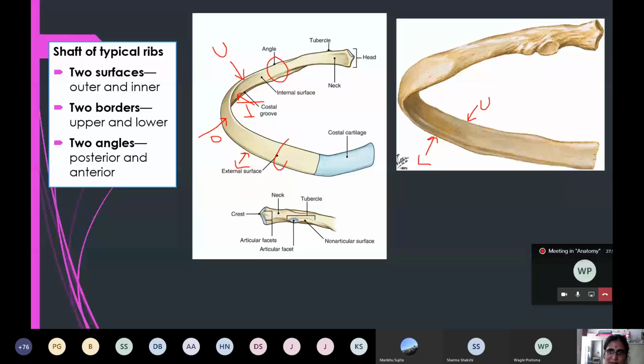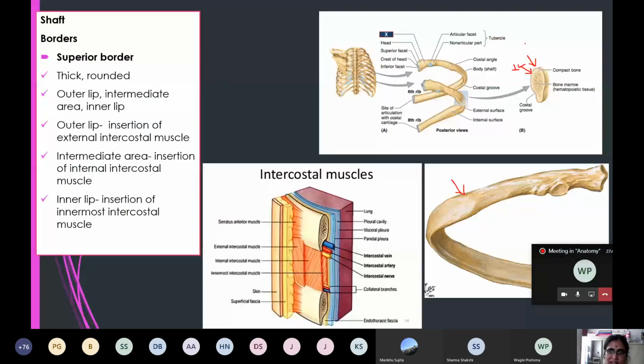This is the inner lip. This is the intermediate area. And here, which lip is this? Outer lip. This outer lip gives insertion to this muscle. Which muscle is this? External intercostal.